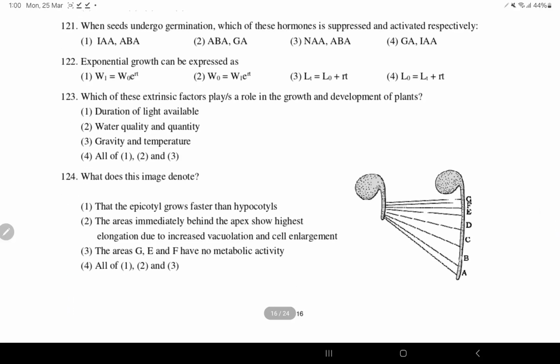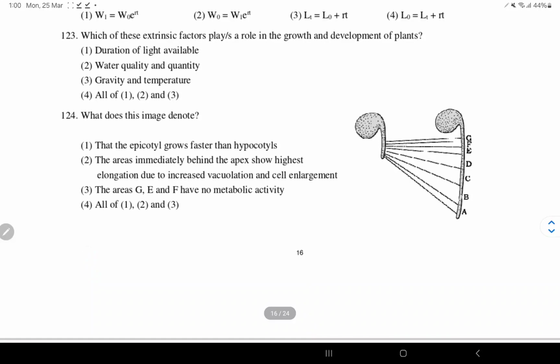Exponential growth is expressed as W1 = W0 e^(rt). So option 1. What are the extrinsic factors that play a role in growth and development of plants? All of these: duration of light, water quality and quantity, gravity and temperature.